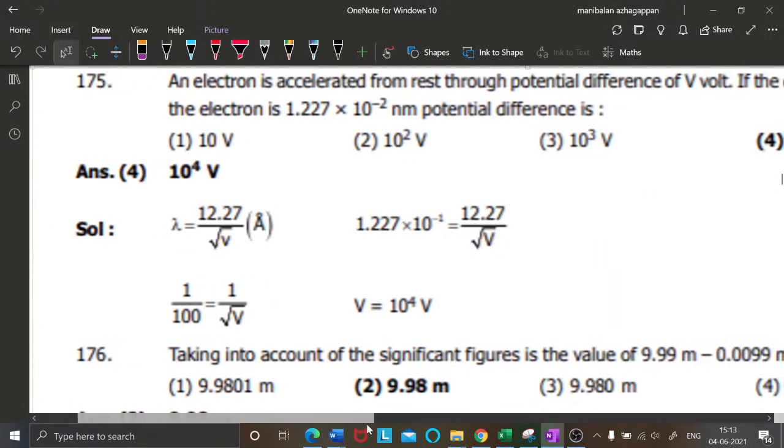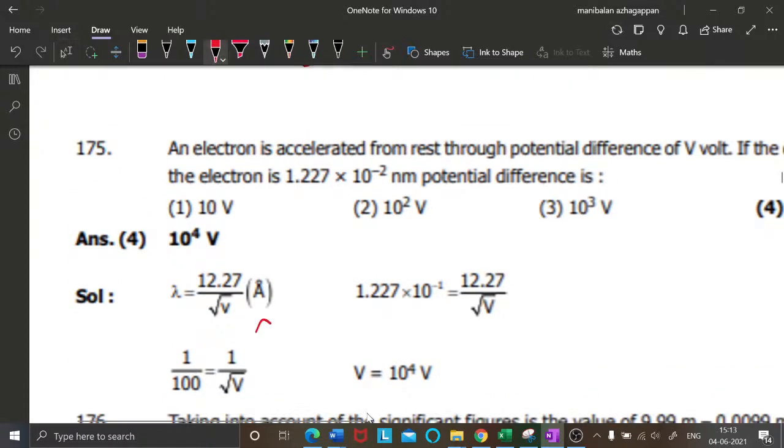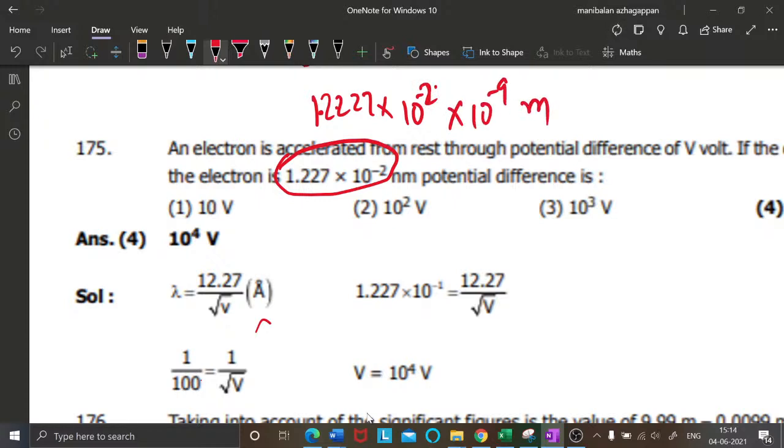First, we will see what is given in the question. The question gives the wavelength of the electron: 1.2227 × 10^-2 nanometer. A nanometer is 10^-9 meter, so we finally get 1.2227 × 10^-11 meter. Whatever unit they give, you can convert it to meter.